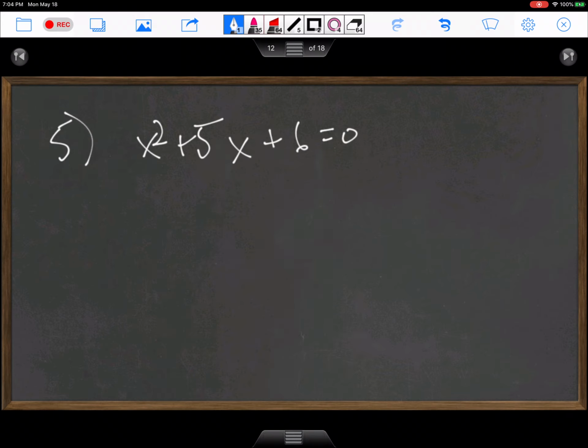All right, so check this one. You might notice we can't really solve for x by just straight up isolating, right? Because there's x twice.